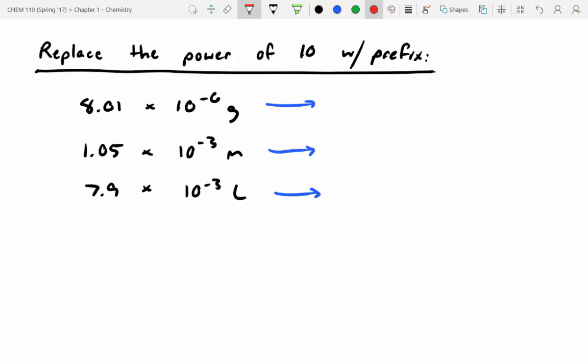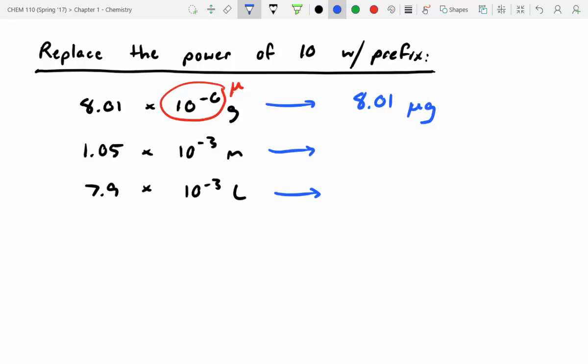Let's do the first one together. If we look at our prefix chart, what is 10 to the negative 6? What's a prefix we can use? Micro, right? All right, so if we rewrite this, we could say this is 8.01 micrograms, right? So that's a lot easier than writing 10 to the negative 6.